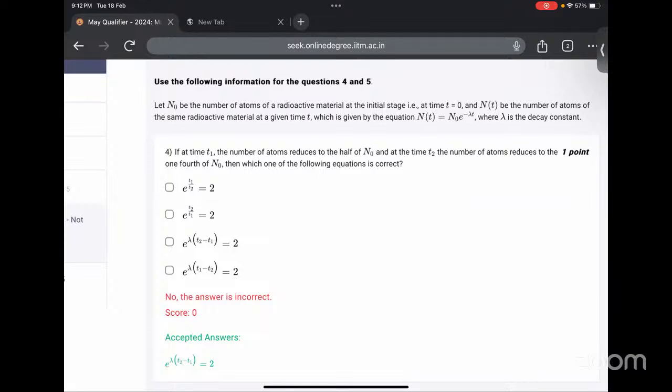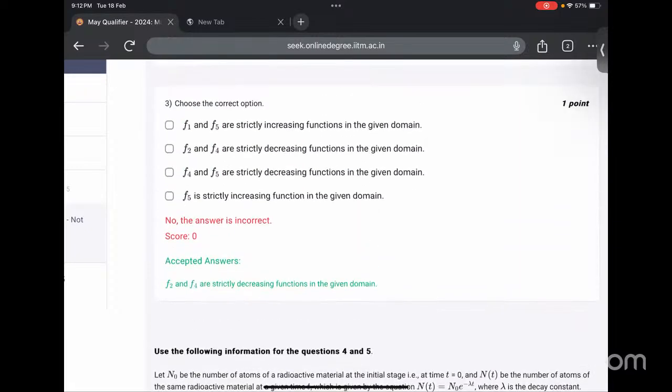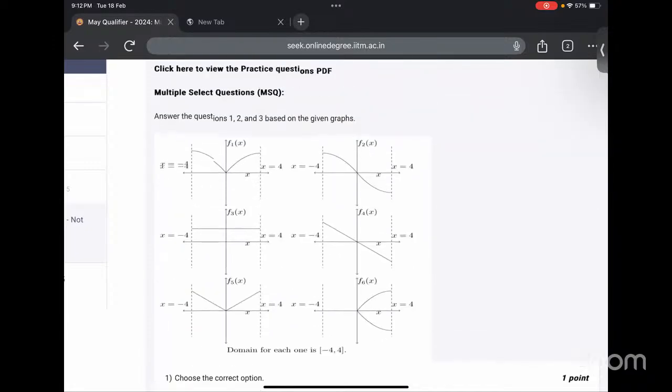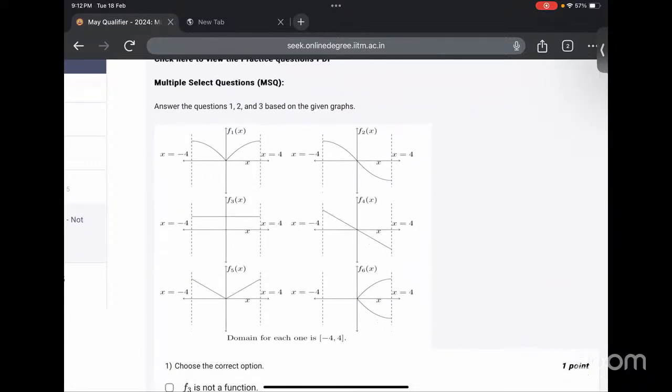Ma'am, I have a doubt on question number 2. Can you go to question number 2? Question number 2, this one? Yes. So the answer is F2 and F4. Can you go to the F2 on the diagram? Yeah. So this is the F4, right? And you can draw any horizontal line. It will cut the F4 at only one point, right?